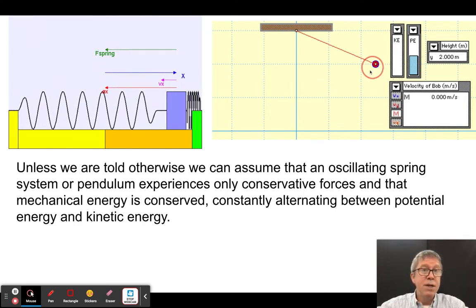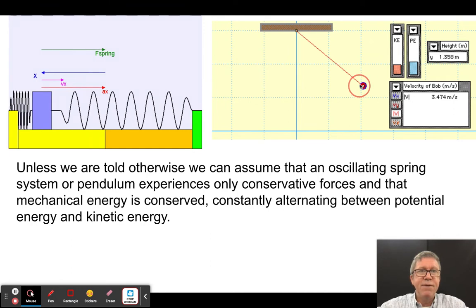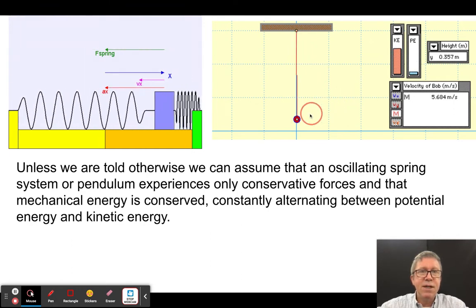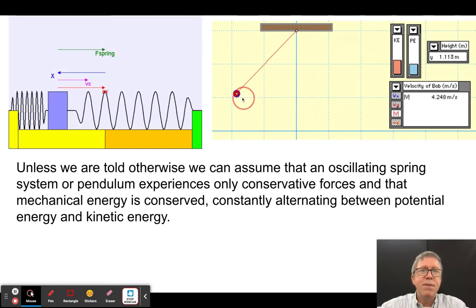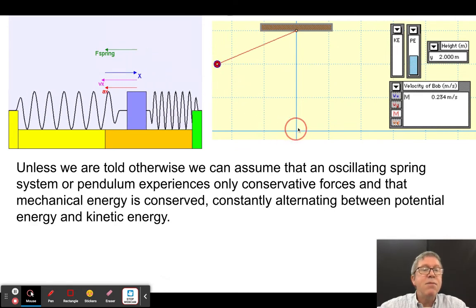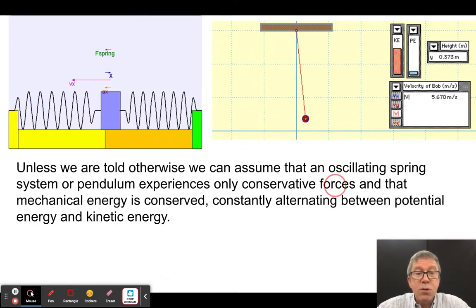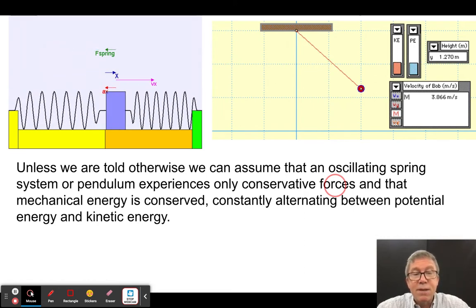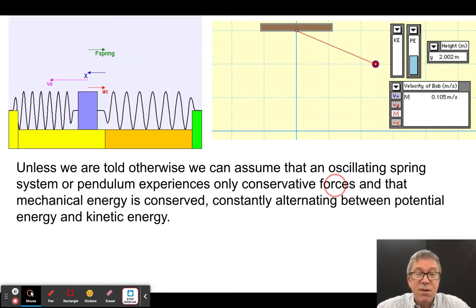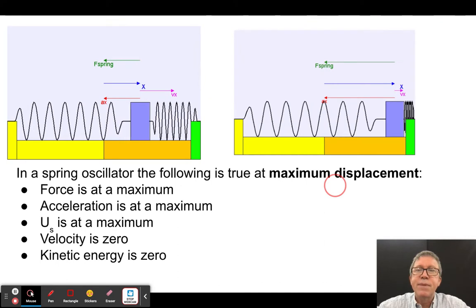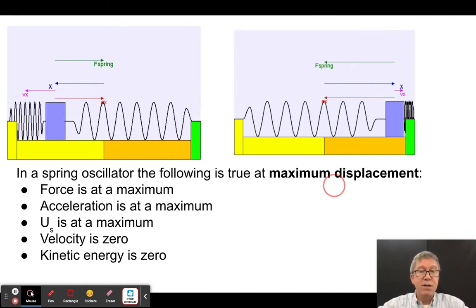So I have potential here, and now here it comes, and now I have all kinetic, and then it's going to swing back up, and I have all potential, and it's just going to keep going back and forth and back and forth. Now, no real system does that, but that's what we're to assume unless we're told otherwise. Later on, we'll deal with what to do when there's friction or some other non-conservative force acting on the system. Let's just start off with a spring oscillator.